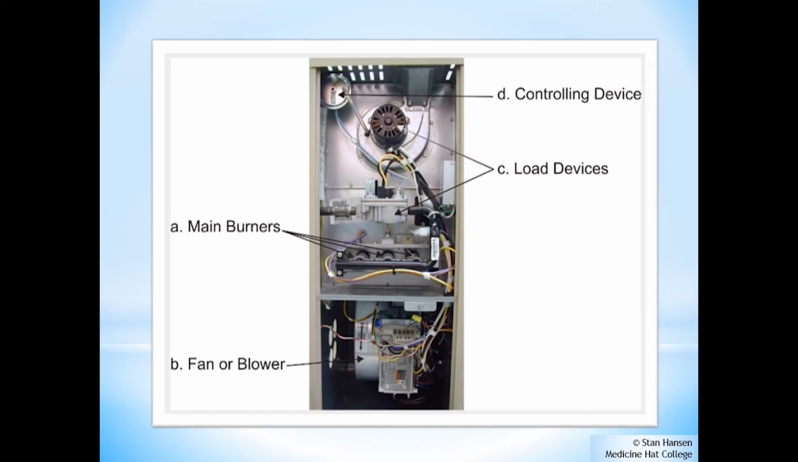Load devices are any devices inside my furnace that are consuming power as well. And that would be my blower motor, my intake motor, my gas valves, and all these things respond to feedback from the system controlling devices. The controlling devices are sensing devices that provide feedback. They can include thermostats, humidistats, limit switches, pressure switches, flame sensors, and sail switches. The controlling device indicated here is a pressure switch.